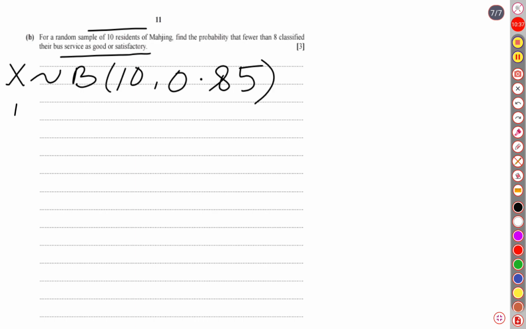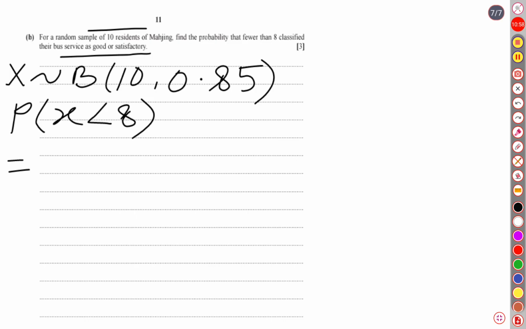Well, they told that probability of x less than 8 means less than 8 residents. So less than 8 means, if we find it directly, the probability of 1 resident, 2 residents, 3 residents, 4, 5. It's a very long process.